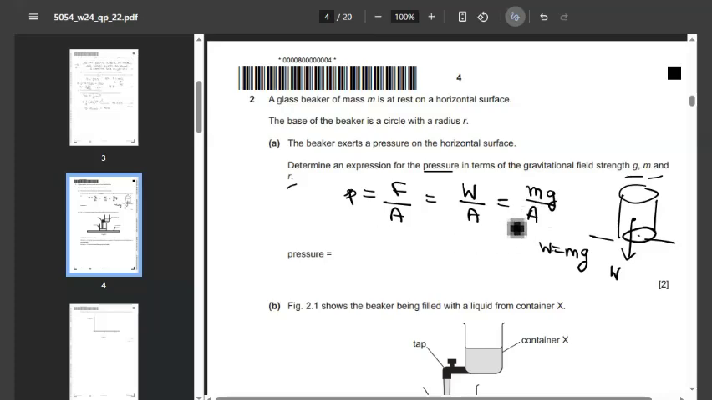So by area we are talking about the base area, which is right over here. The base area is a circle and the area of a circle is pi r squared. So therefore the pressure becomes mg divided by pi r squared. And therefore we have expressed the pressure in terms of mass, gravity and radius. So this is the answer.